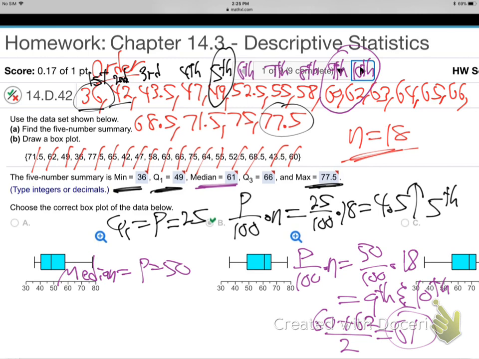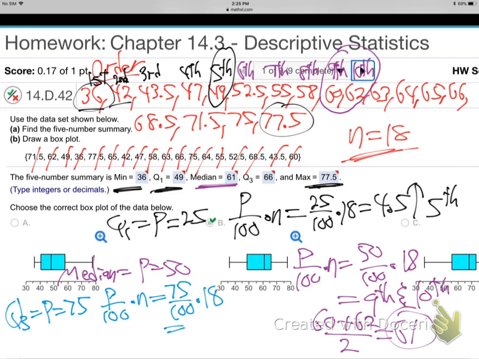And you want to finish with Q3? Can you find Q3, the P75? Third quarter, 75% of the way through the data set. So Q3, P75, into the third quarter, 75% of the way through the data. P over 100 times N. 75 over 100 times N. N is 18 numbers. What are we going to get? 13.5.